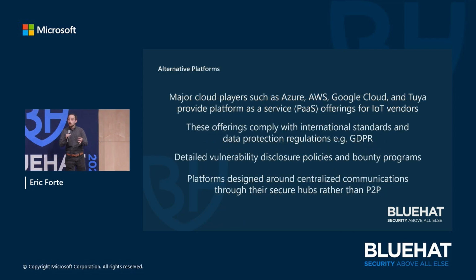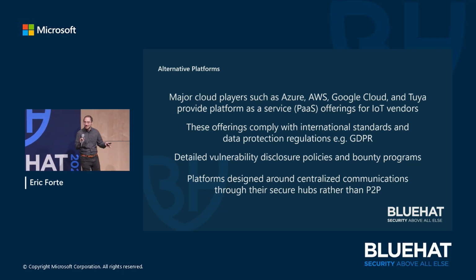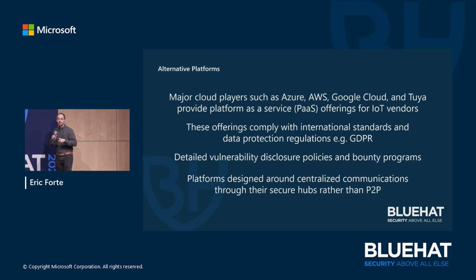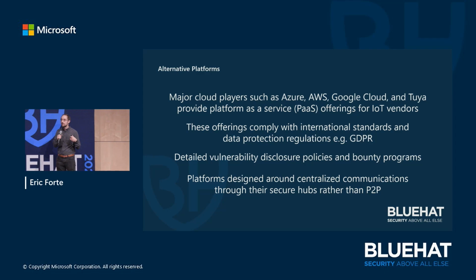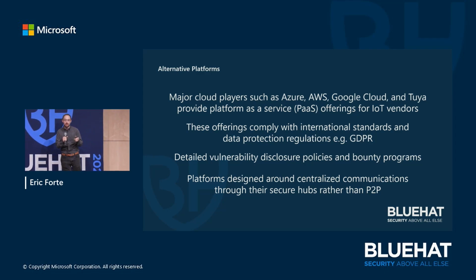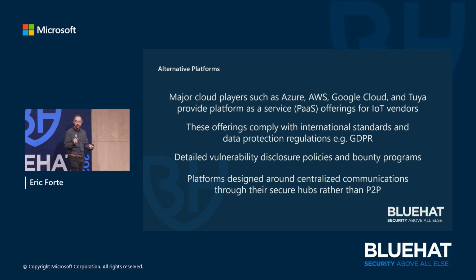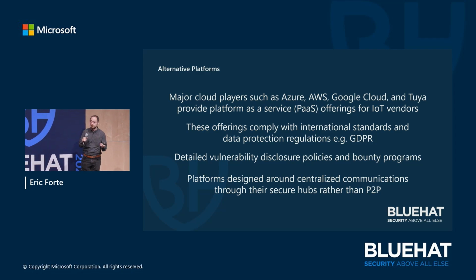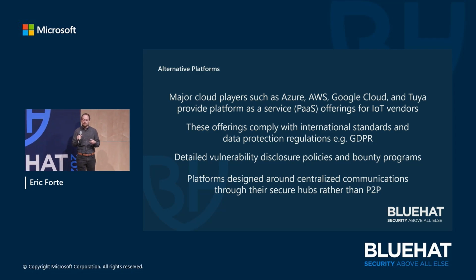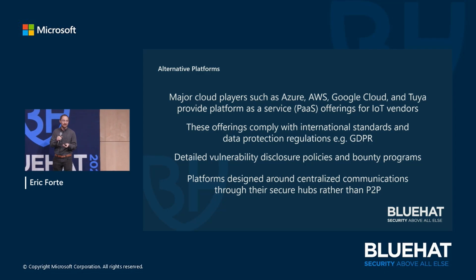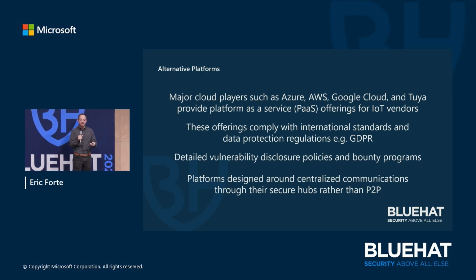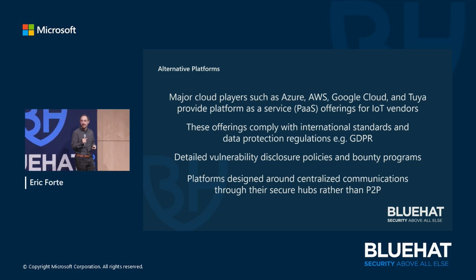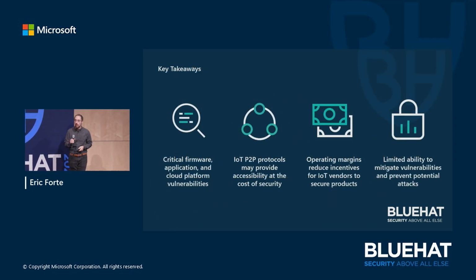So there are alternative platforms, right? Not just AJ Cloud. We have Azure, AWS, Google Cloud, etc., and they have offerings that comply with international standards and data protection regulations. They have detailed vulnerability disclosure policies, bug bounty programs, etc., and are not relying on peer-to-peer servers that can come up effectively ad hoc. They have centralized communications and quite a bit more security around that.